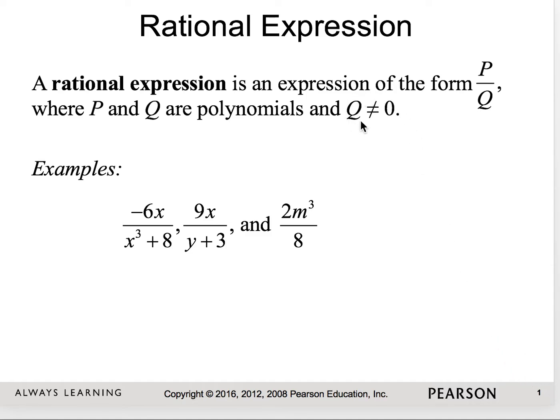Okay, remember, denominators can't be zero. We don't have to worry about that on ones like this where the denominator is just a numeral. But on ones like this, that's going to be important to us. We've got to make sure that we're not ever saying the denominator equals 0.